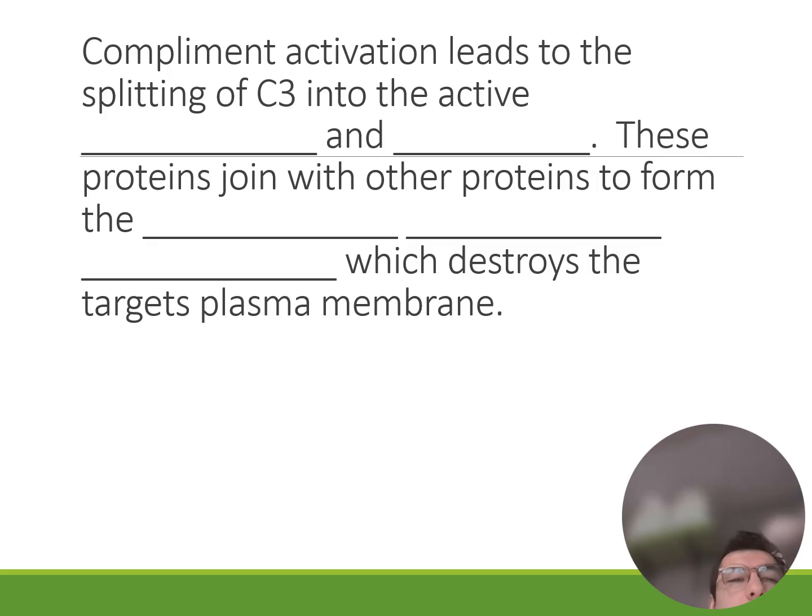Complement activation leads to the splitting of C3 into the active molecules. And remember that the complement proteins are made by the liver and they are inactive in circulation. But once they become active, either from an antibody or from a spontaneous division, they split into C3a and C3b. All right. These proteins join with other proteins to form the membrane attack complex, or MAC.